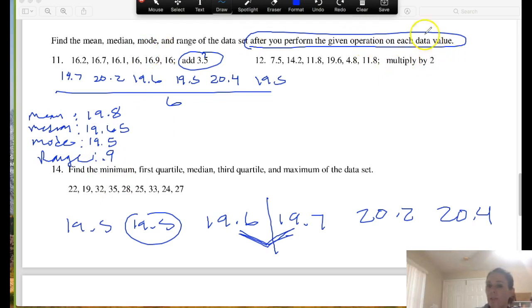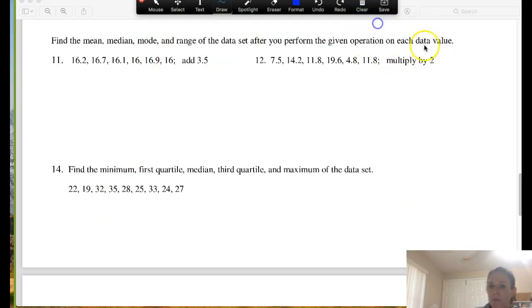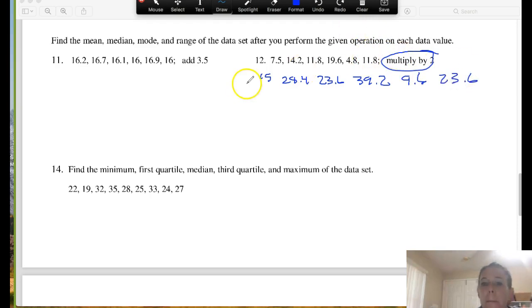Now for this one, I have to multiply by 2. So let's go on to number 12. First, multiply everything by 2. So if I do that, this point becomes 15. This is 28.4. This is going to be 23.6. 19.6 turns into 39.2. 4.8 turns into 9.6, and 11.8 turned into 23.6. All right, so we need to find our mean, our median, our mode, and our range.